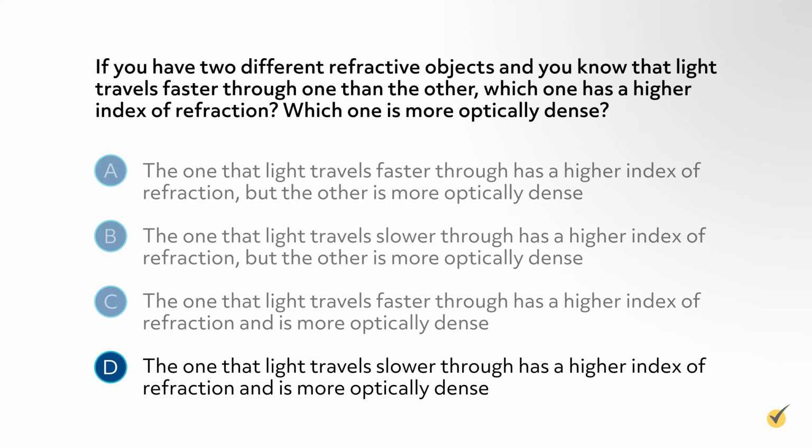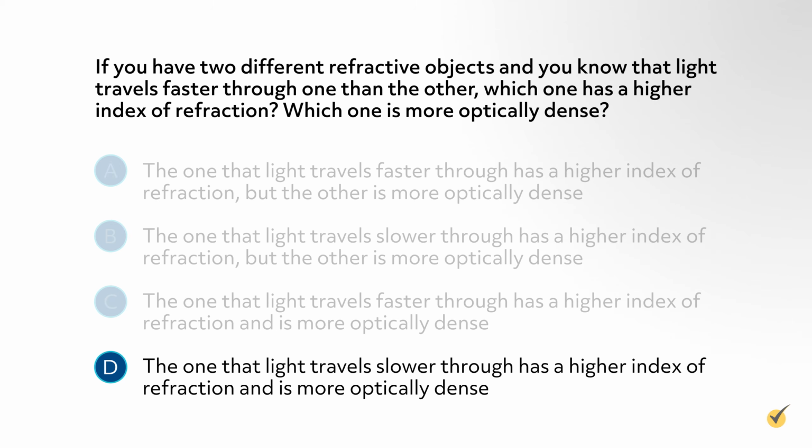The correct answer is D. If light travels slower through a material, it is more optically dense by definition. The index of refraction is the ratio c over v, so when the velocity, v, in a medium is lower, the index of refraction is higher.